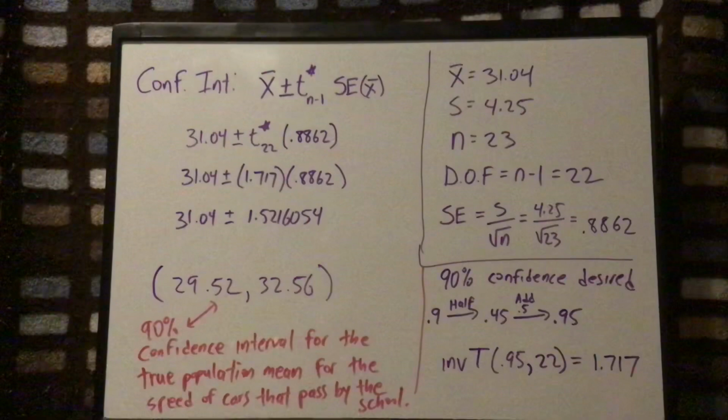Okay? So this is how you make a one sample t interval for the mean. So this is how you can make a confidence interval for the real mean given a sample mean.